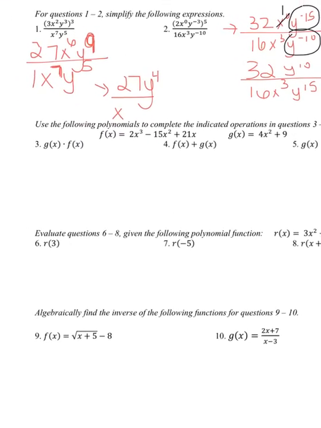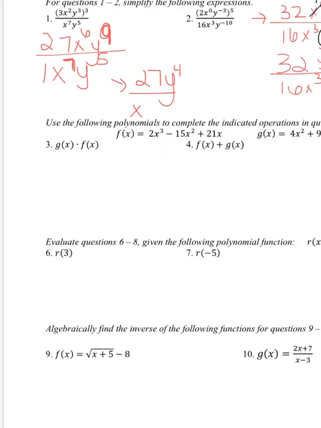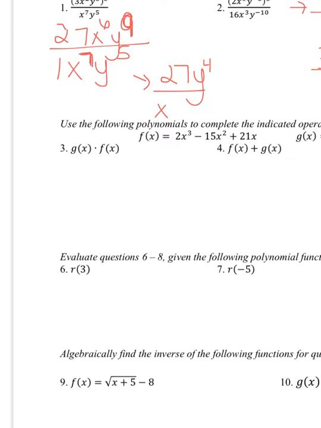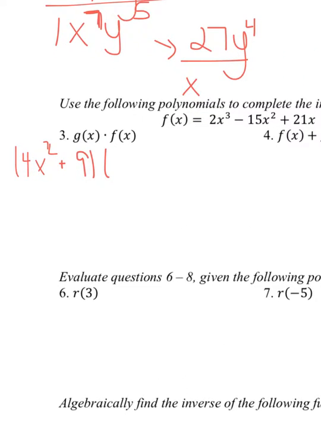Okay? 3 through 5, you are doing indicated operations. So it gives you f of x and it gives you g of x. So you're going to substitute that into the questions for 3 through 5. So number 3 wants you to do g of x times f of x. So g of x is 4x squared. Whenever you substitute, you're going to want to put parentheses. 4x squared plus 9 times f of x is this.